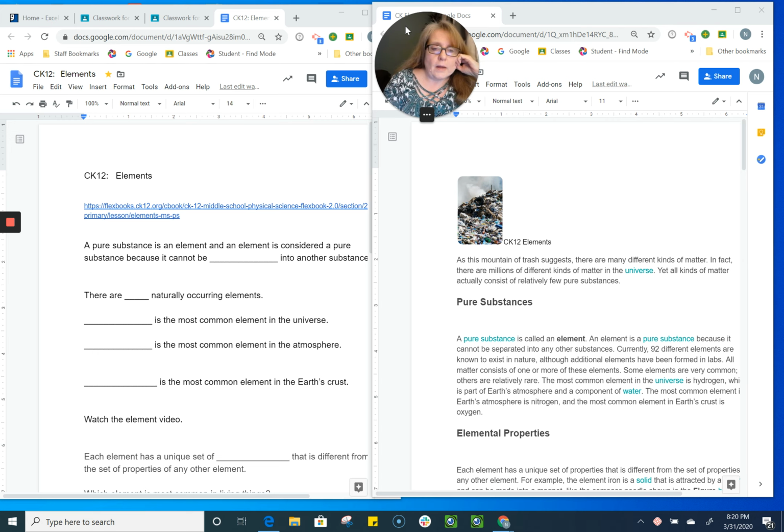And matter is anything that has mass and occupies space. So we are matter, liquids are matter, gases are matter. There are some things that aren't considered matter. For example, like light from the sun doesn't have mass, doesn't take up space, so therefore it's not matter. But anything that you can visibly touch, feel, see, that's going to be matter.